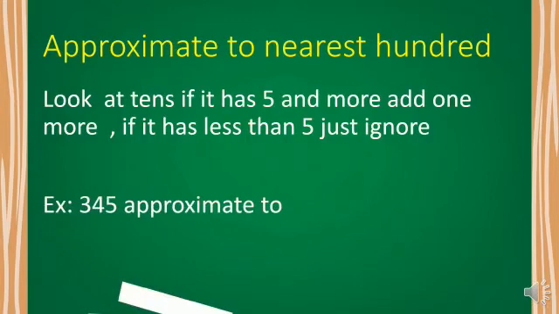Example: 345. Look at tens. Does tens have less than 5 or more than 5? Excellent, less than 5. It has 4. So just ignore. So we will put 0 in ones, 0 in tens, and 100 as it is. So the result: 345 approximates to or is nearest to 300.